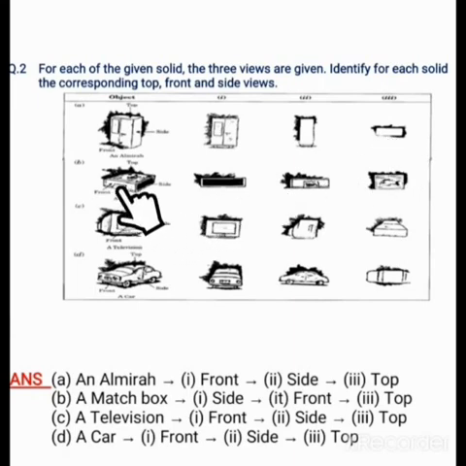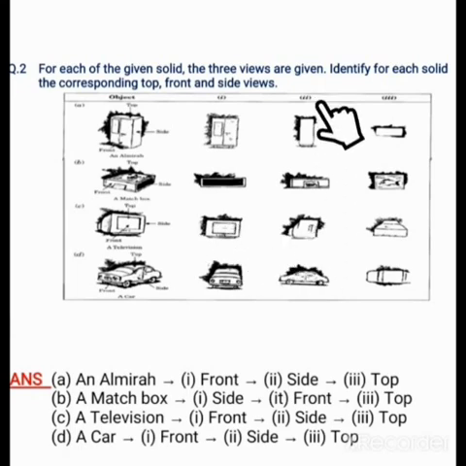Now next one is matchbox. In matchbox also side, front and top views are given. Now which one is this picture? This one is the side view. This one is a front view, and this one is a top view because the figure is given on the top of that side. Now next one is a television. In television, this is a front view, this one is the top view, and this one is the side view. Now which is the figure? Top, front or side? This one is the front view because the mirror is given.